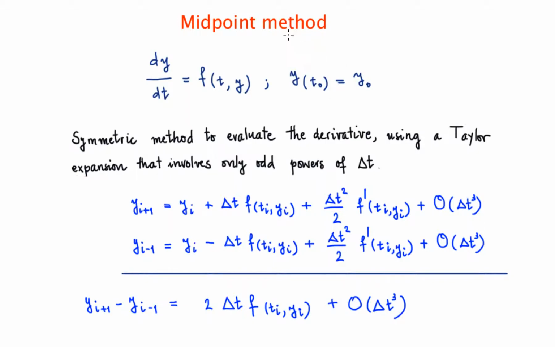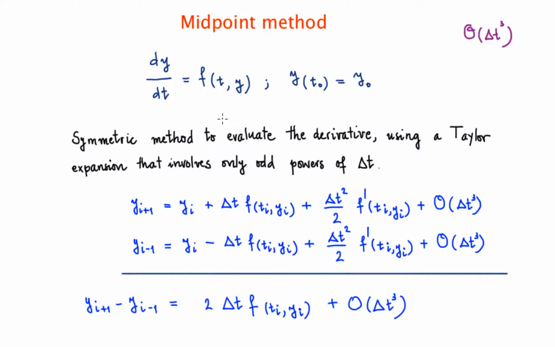The main difference with respect to the two previous methods, both the backward and the forward method, is the accuracy of the method. We want to go one step further in the accuracy, and here, as we'll see later, the error of each step is delta t to the cube. That's the main difference.